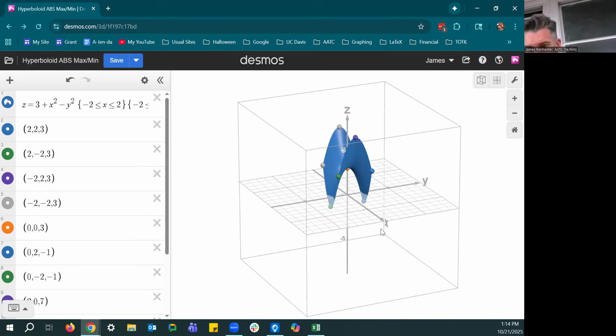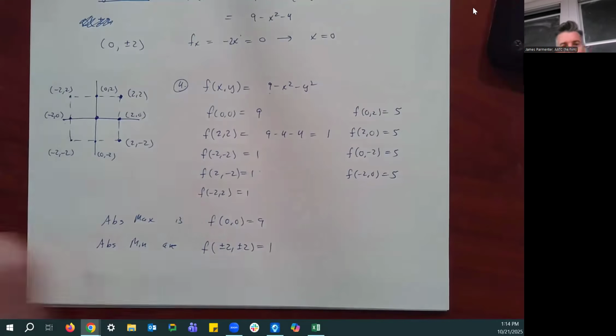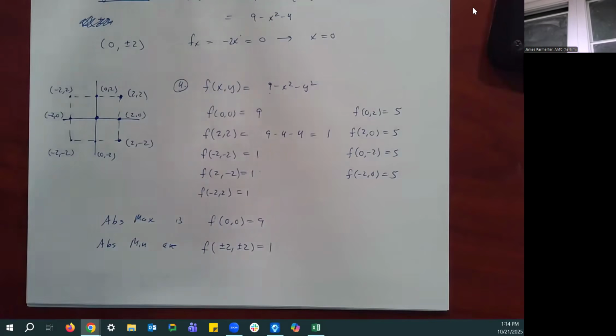What time is it? We got so much time. We'll do one more example, then we'll call it a day. So one more example of this, which is kind of the most challenging, is when your region isn't a rectangle or a square.